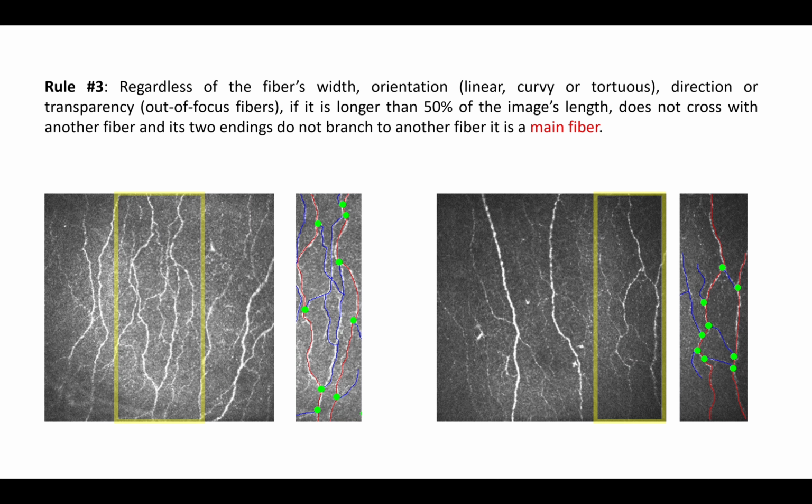Rule 3. Regardless of the fiber's width, orientation, including linear, curvy or tortuous, direction or transparency, meaning out of focus fibers, if it is longer than 50% of the image length, does not cross with another fiber, and its two endings do not branch to another fiber, it is a main fiber.